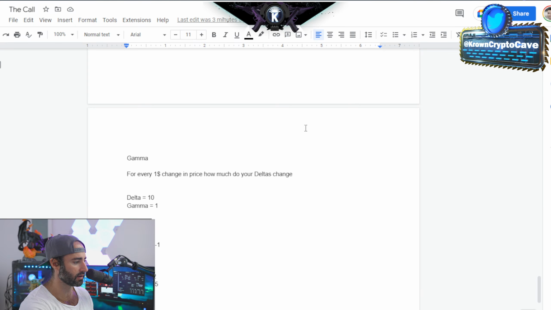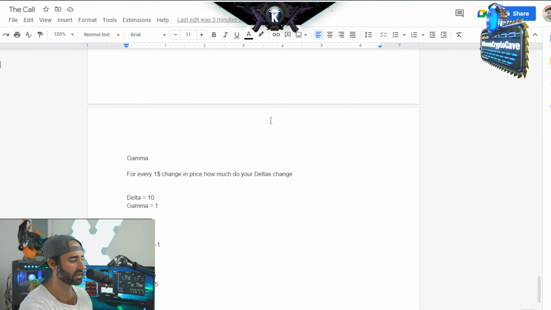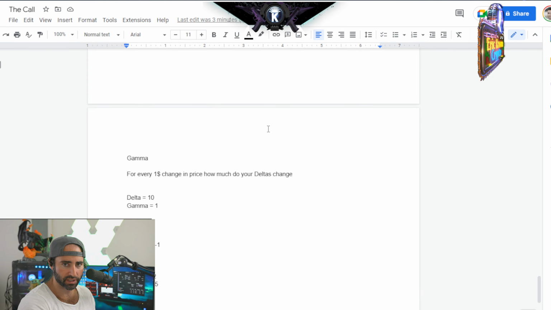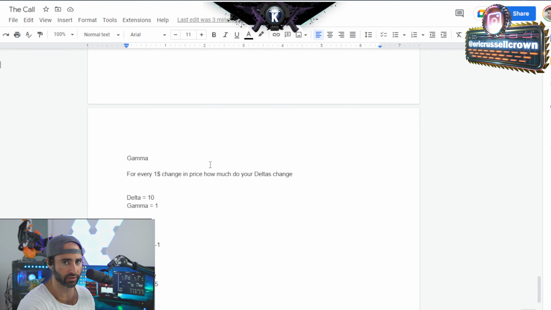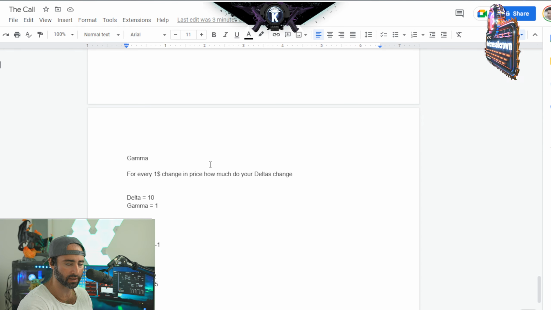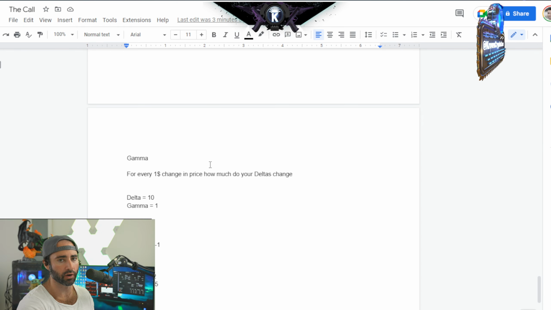Over here, I've written out some quick examples that we'll go through together, and I think this will hopefully hammer in the point best. So again, what is a gamma, or what are your gammas? For every $1 change in price of the underlying, in this case Bitcoin, how much do our deltas change? And as we went over in the prior video, deltas are our P&L change for every $1 increase or decrease in price.